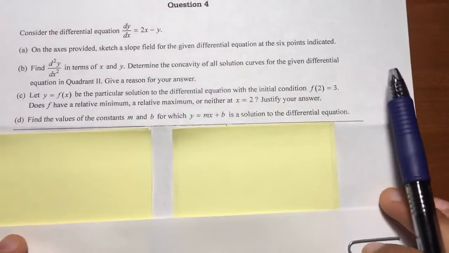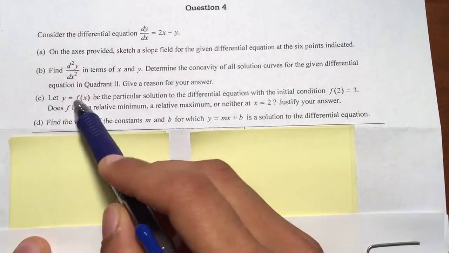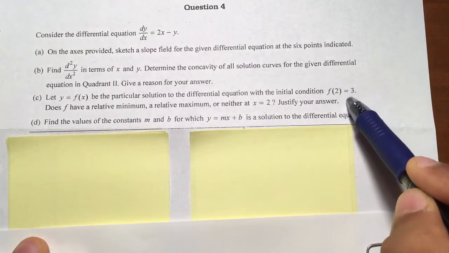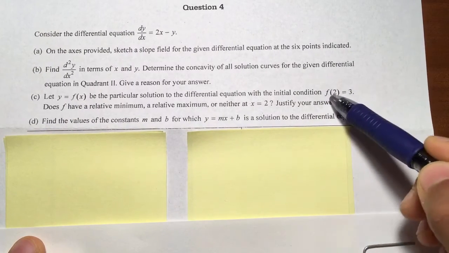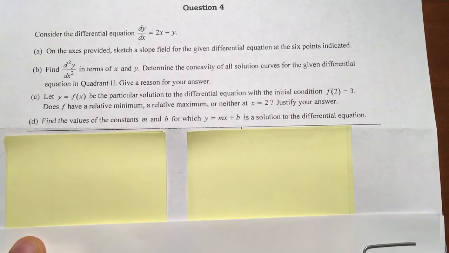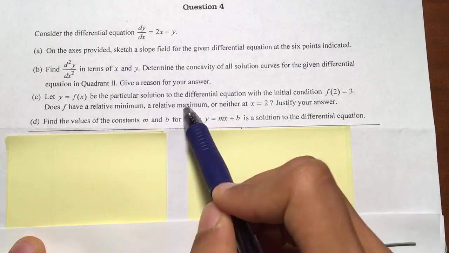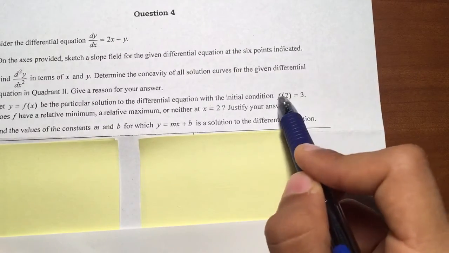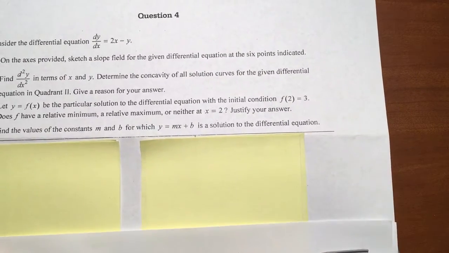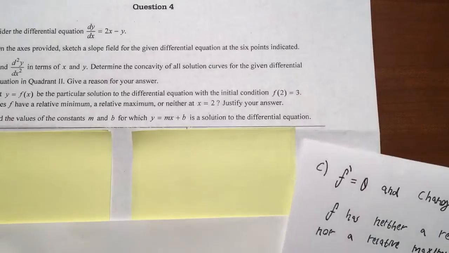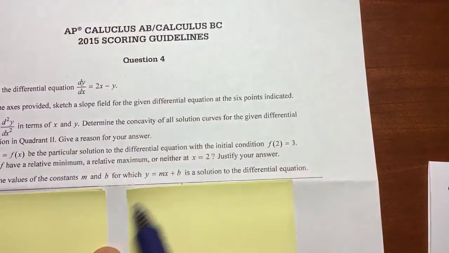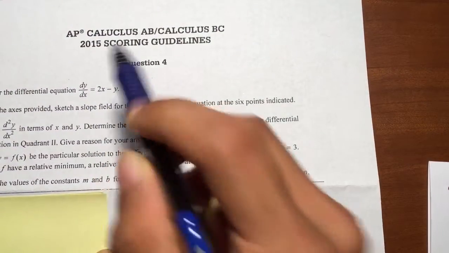Part C wants us to evaluate this function f of x with a particular condition, f of 2 is equal to 3, and it wants us to see if it's a relative maximum or minimum or neither at x equals 2. But at x equals 2, we get 3. So literally, you're just going to plug in to what you have here. You plug into this equation, right? The equation you're plugging in for 2, 3 is here and here.